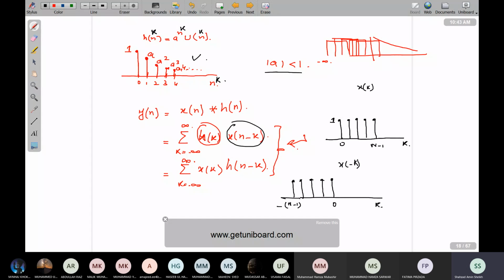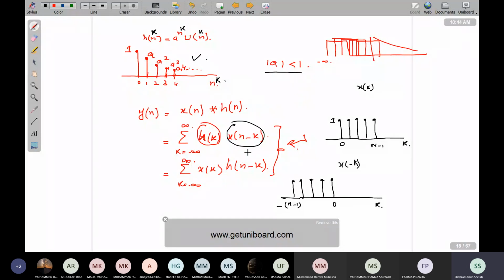Great, great. So you are keeping one of the signals as it is, and this is very important: keep one signal as it is, and flip the other signal and drag it from minus infinity to infinity, and get this multiplication and addition. As a result, you will be getting this convolution summation. ठीक है ये बात? ठीक. So in this case, you are keeping h of k as it is, and flipping and dragging x of k, and here you are keeping x of k as it is and flipping and dragging h of k.